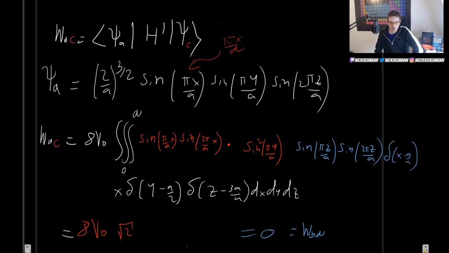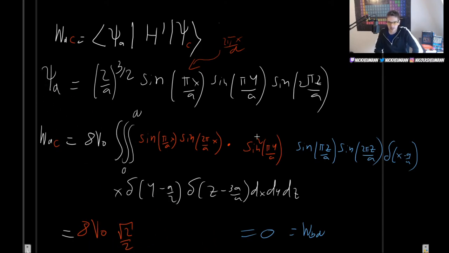Square root of 2 over 2. Okay, then we have sine of 2 pi x over a, but of course with the x replaced by the only value where it isn't 0. So sine of 2 pi a times a over 4. So the a's cancel out, and we get sine of pi over 2, which is 1. So no need to write it down.